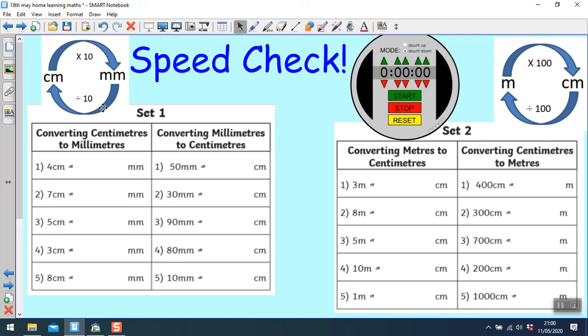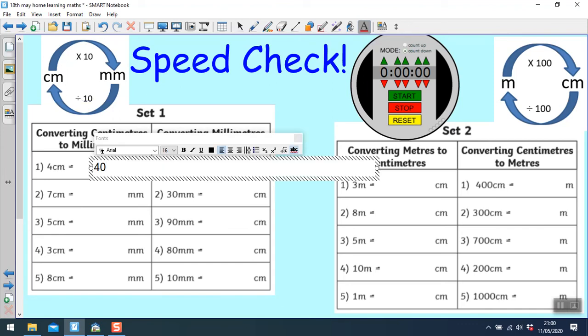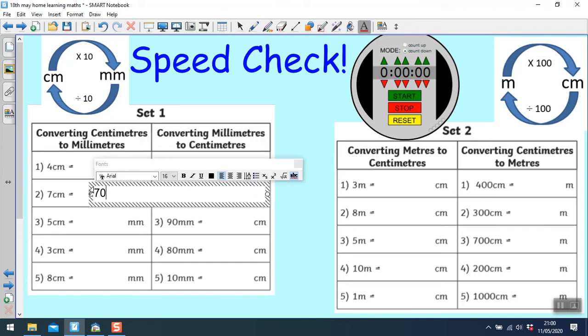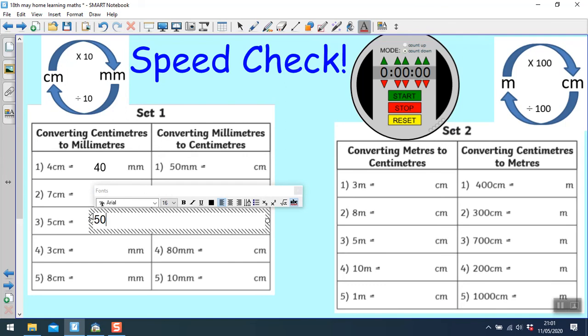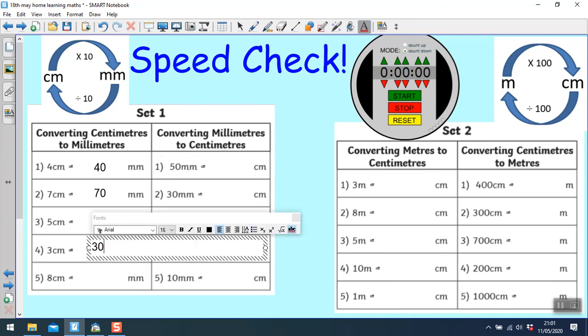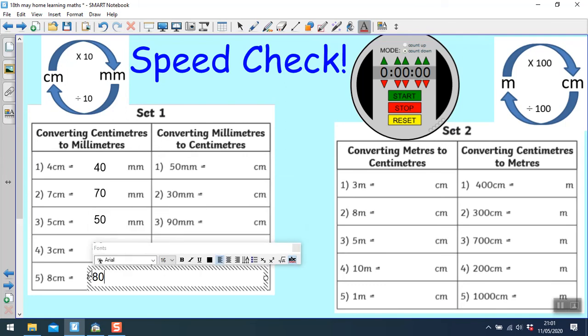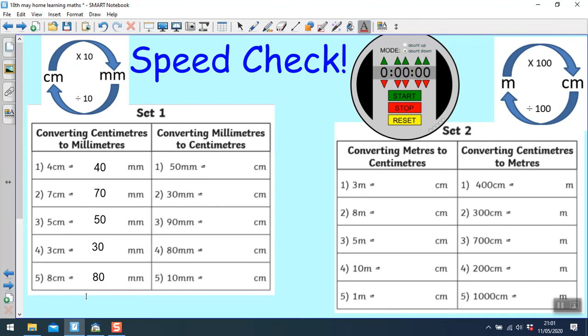So to go from centimetres to millimetres, we multiply the number by 10. So 4 times 10 is 40. 7 times 10 is 70. 5 times 10 is 50. 3 times 10 is 30. 8 times 10 is 80. Well done if you got those right.